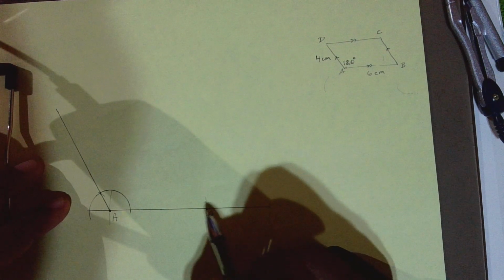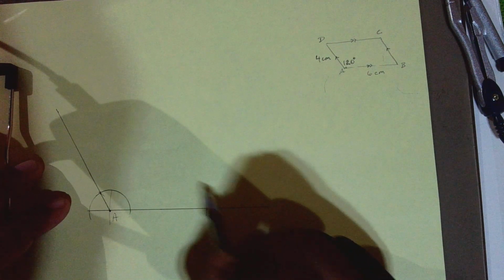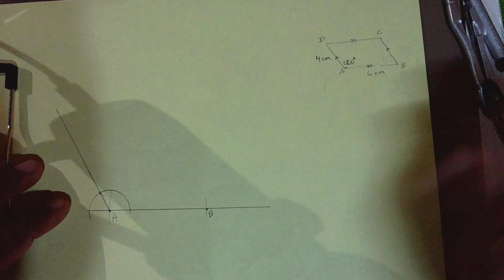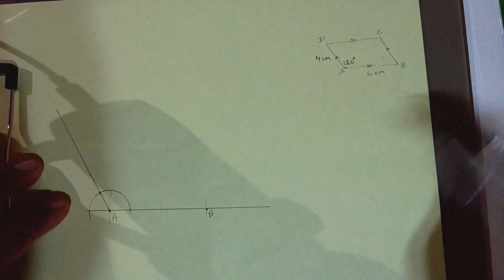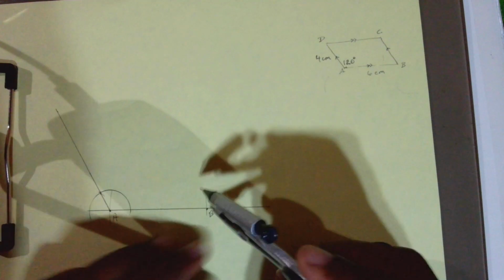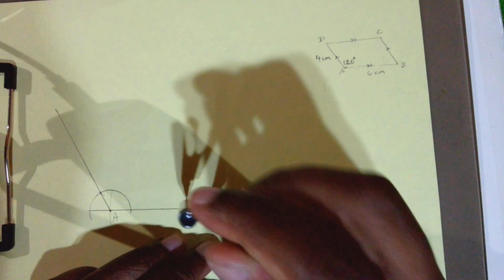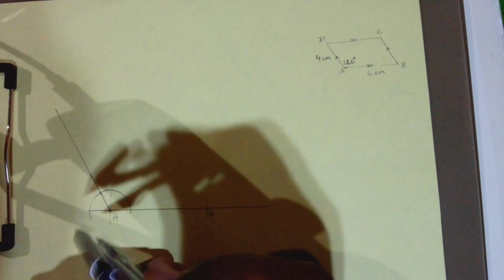And of course, we want the same angle here as well, because these two lines must be parallel. So I'm going to go at point B. Now it doesn't have to be the same radius distance, but I can just leave this since it's already there.